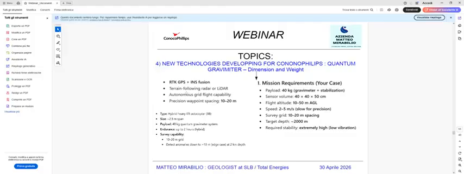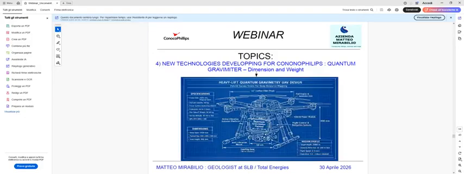The speed of flight is from 2 to 5 meters per second, slow for precision. The maximum target depth is around 2 kilometers. We require stability and extremely low vibration. This is a technical specification of frame size. We have the carbon Kevlar, we have the whole system, the dimensions.